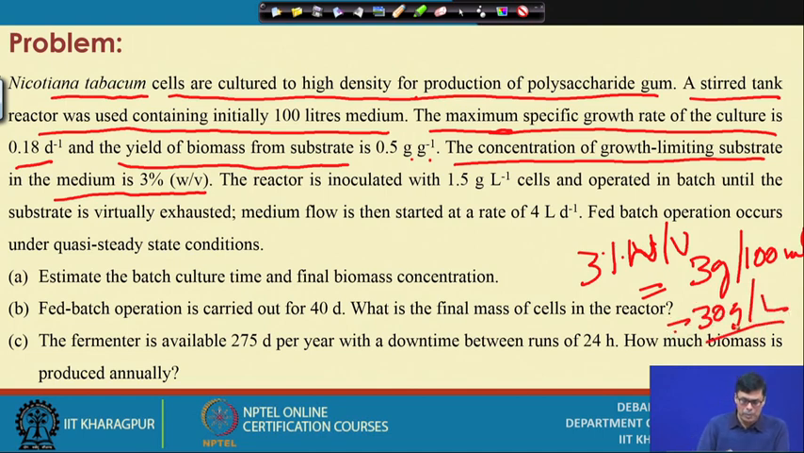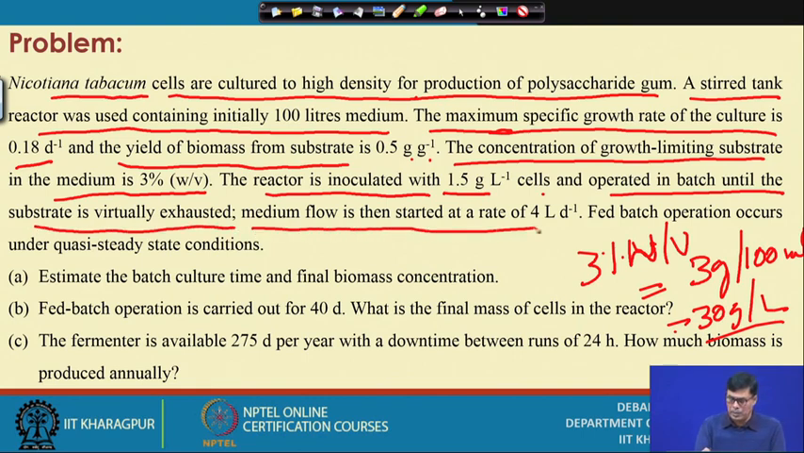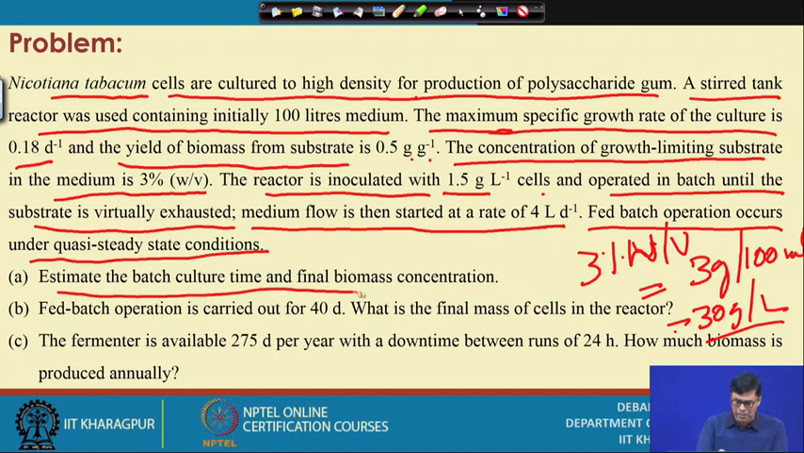So, this is how we can write. The reactor is inoculated with 1.5 grams per liter of cells and operated in batch until the substrate is virtually exhausted, and media flow is then started at a rate of 4 liters per hour. Fed batch operation occurs until quasi steady state conditions. Estimate the batch culture time and final biomass concentration.